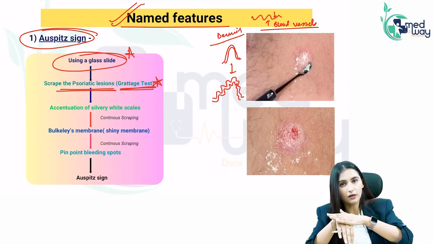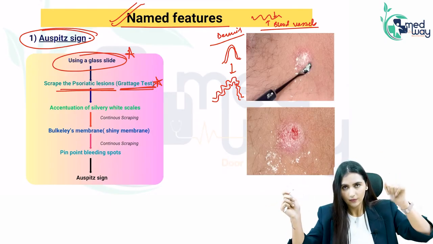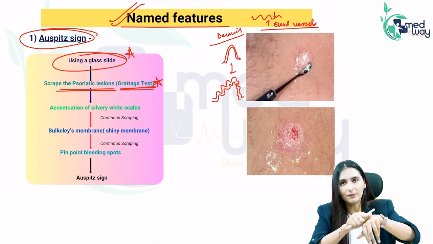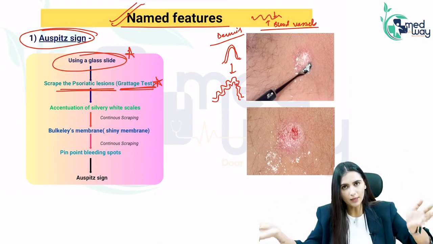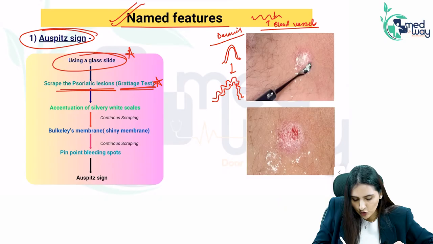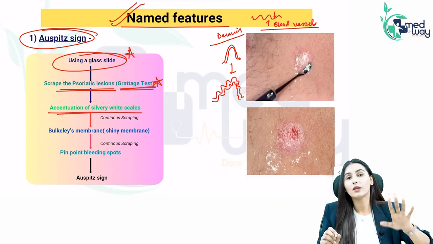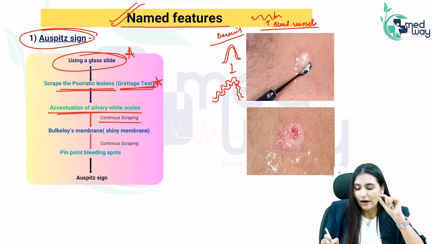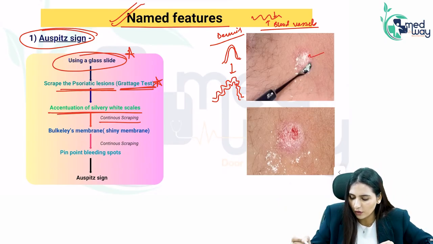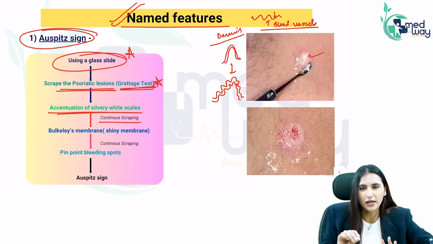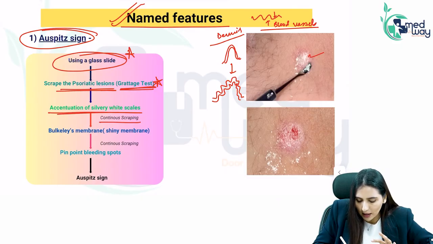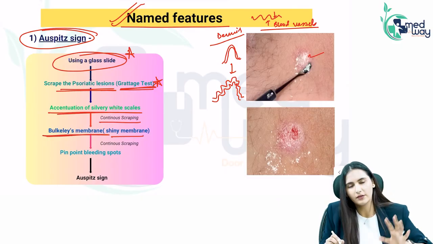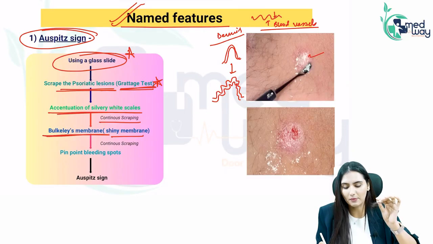The scales were stuck. Now the scales start flying. There was something stuck, you started moving something on it, and that stuck thing will start coming out. So there is accentuation of the silvery white scales. But you don't stop. You continue scraping. After the scraping, what you see is a shiny membrane. That is called Bulkley's membrane.